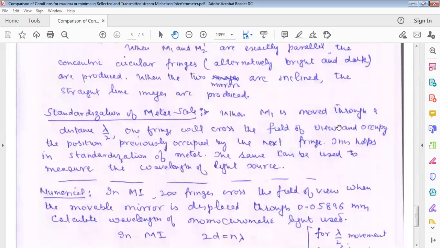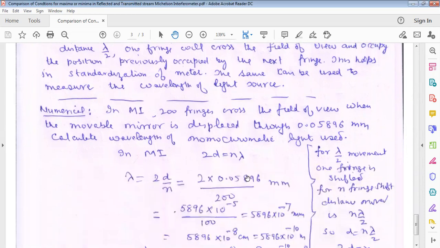When M1 is moved through a distance lambda by 2, one fringe will cross the field of view and occupy the position previously occupied by the next fringe. This helps in standardization of the meter. The same can be used to measure the wavelength of light. With this numerical, things will become clear.